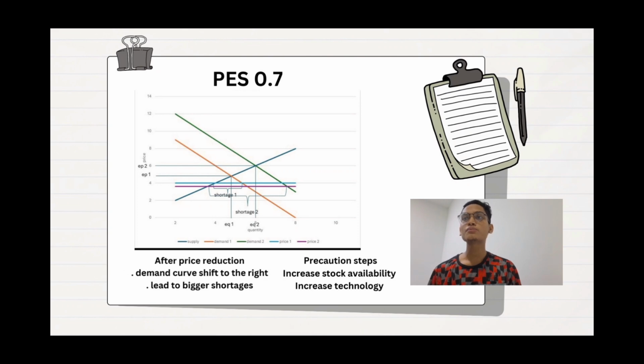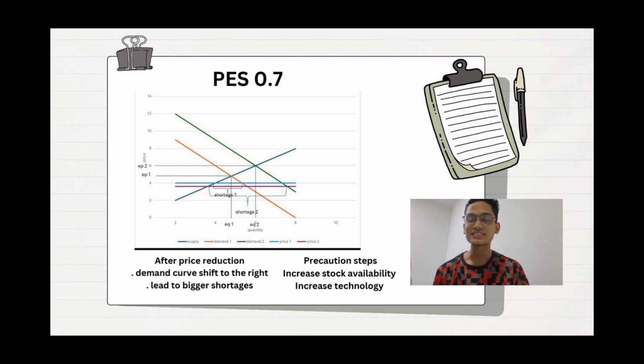For question 4B, the question states that the PES value is 0.7. Since a PES value of 0.7 is less than 1, supply is price inelastic. It means that a 1% increase in price will lead to a 0.7% increase in quantity supplied.